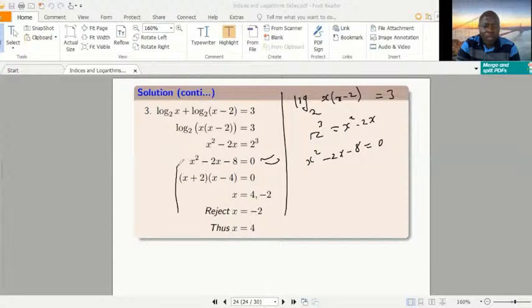And you can factorize, and then proceed. It's not always that we reject, but we come and try and see if it will accept. If it doesn't give us a negative value here, there's no problem. But this one gives us a negative value, so there's a problem. So we reject this negative 2 and remain with this.